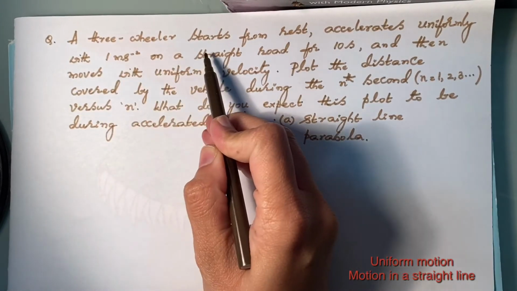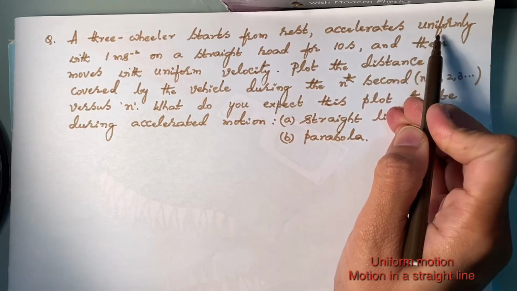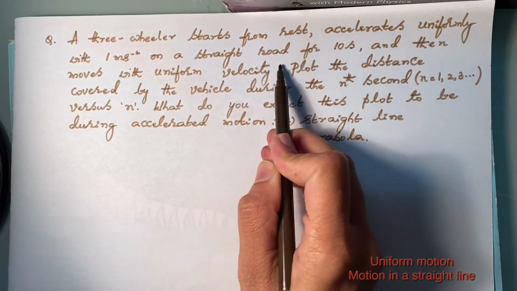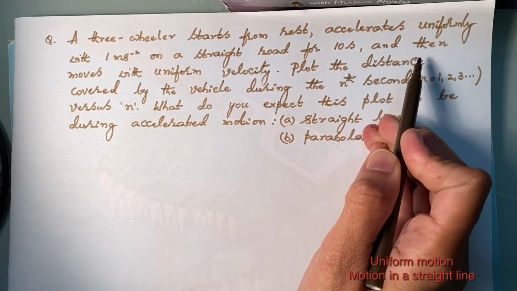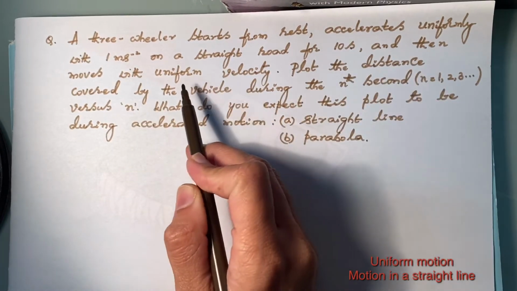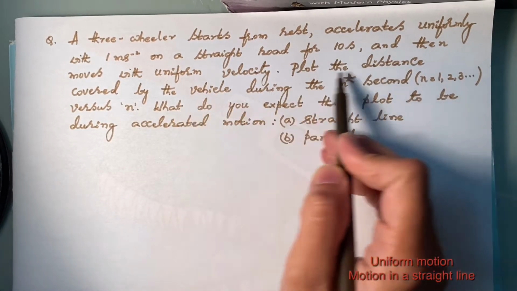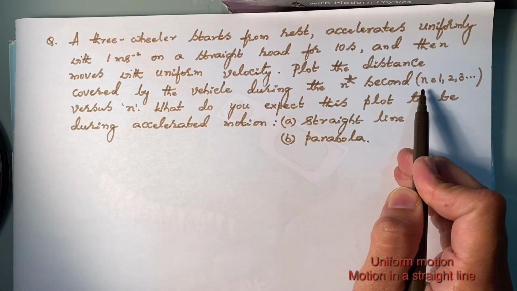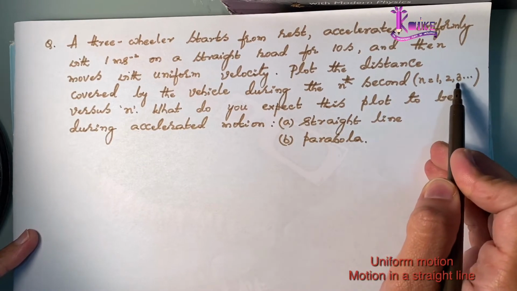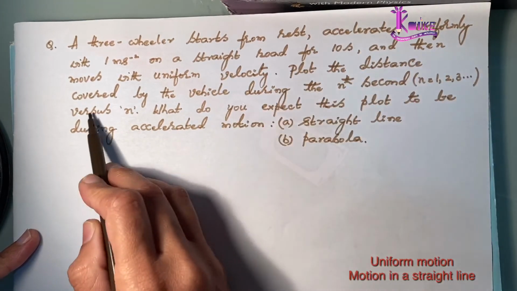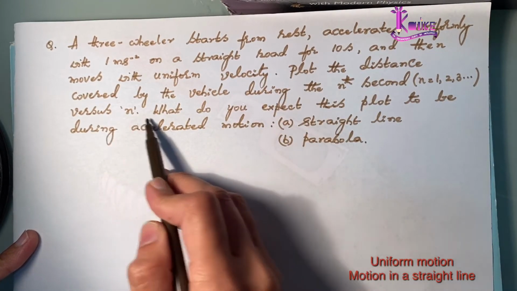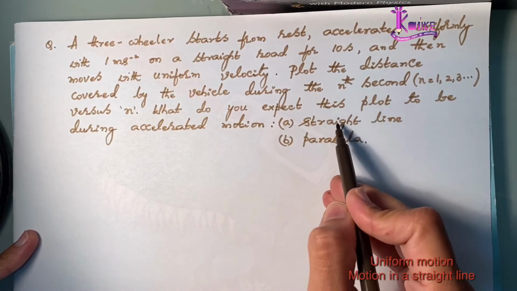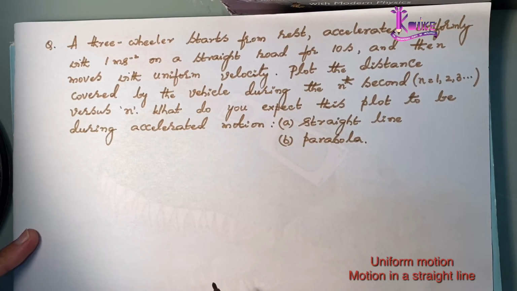A three-wheeler starts from rest, accelerates uniformly with 1 meter per second square on a straight road for 10 seconds, and then moves with uniform velocity. Plot the distance covered by the vehicle during the nth second, where n can take values from 1 to 3, versus n. What do you expect this plot to be during the accelerated motion? Will that be a straight line or a parabola is what you have to find out.